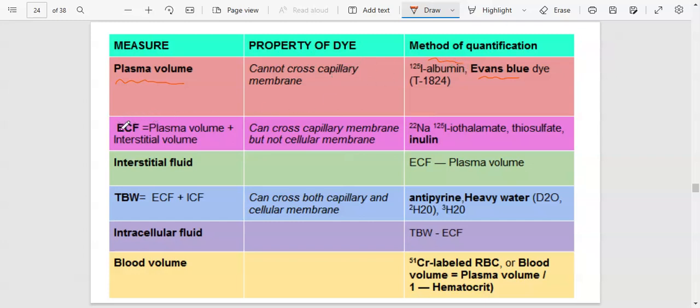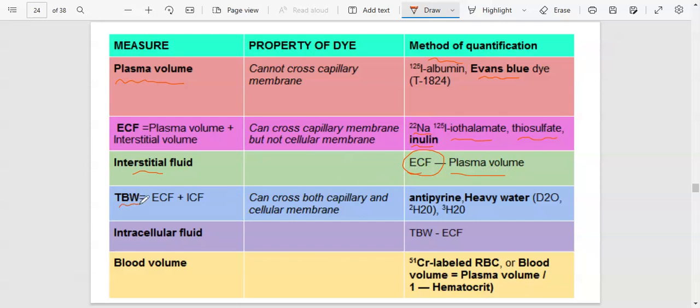If you want to measure ECF, that is the plasma volume plus the interstitial volume, you can use sodium 22 or iodine. You can also use thiosulfate or inulin. The others you are able to use are the ones we mentioned, mannitol and sucrose. To measure interstitial fluid, you can't measure it directly, so you use an indirect method. That is, you first find ECF, you also find the plasma volume, and then you subtract them.